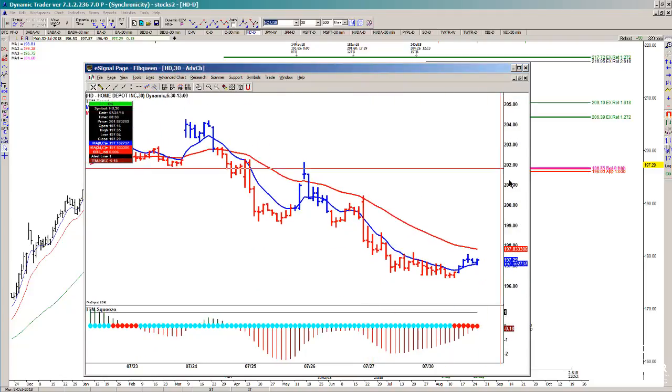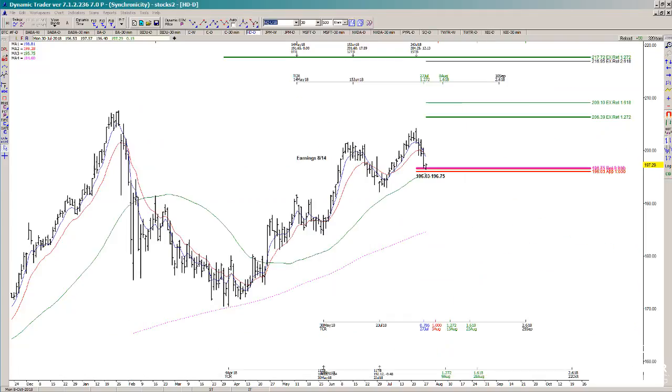But I think you can still look at that in the next couple of days, because we do have definition of risk here as underneath 196.03, and then if it holds above this key support decision, your potential target becomes the 1272 extension of the swing into the zone.